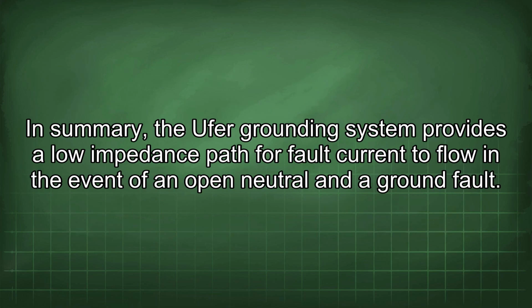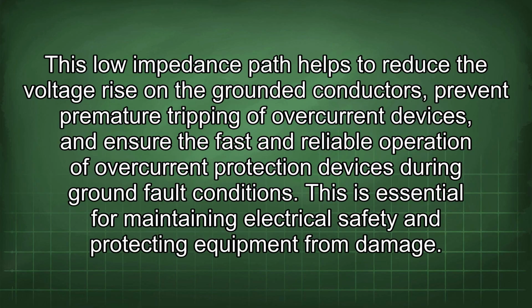In summary, the Ufer grounding system provides a low impedance path for fault current to flow in the event of an open neutral and a ground fault. This low impedance path helps to reduce the voltage rise on the grounded conductors, prevent premature tripping of overcurrent devices, and ensure the fast and reliable operation of overcurrent protection devices during ground fault conditions.